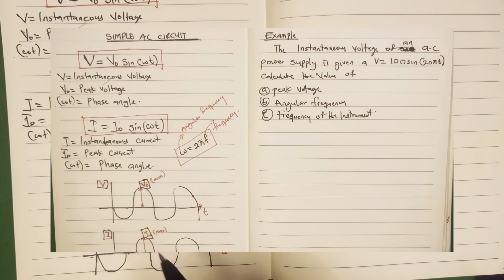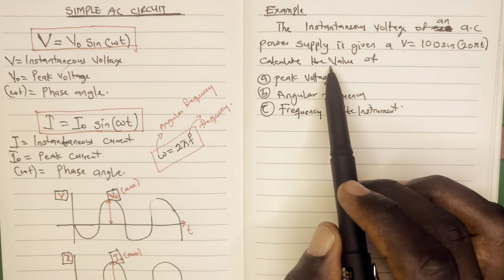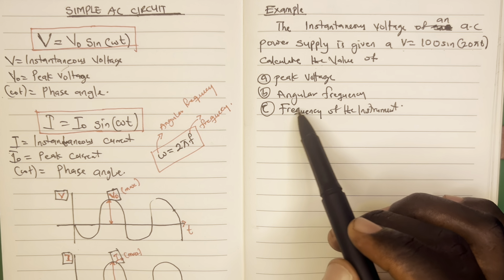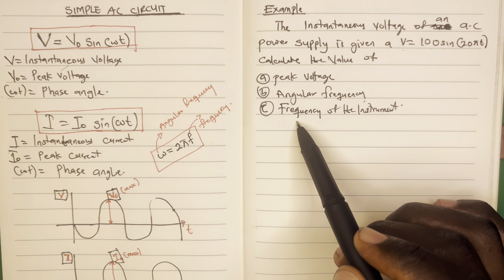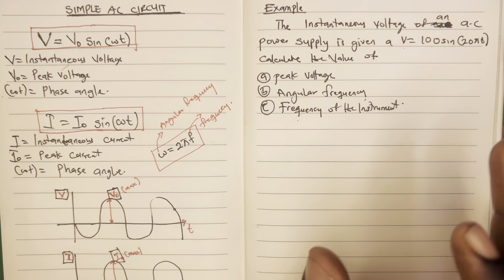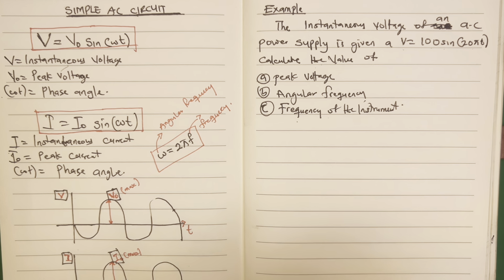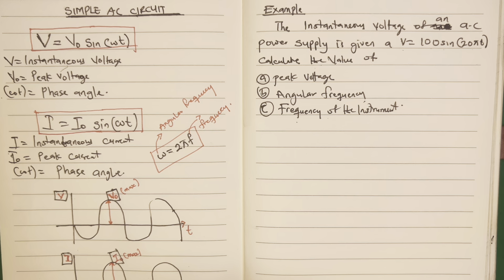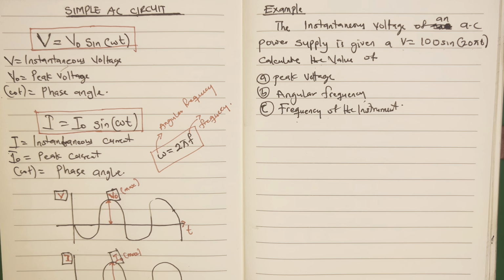Now let's work on some examples of what I just explained. The question says the instantaneous voltage of an AC power supply is given as V equals 100 sine 20 pi t. Calculate the value of the peak voltage, the angular frequency, and the frequency of the instrument. This is a very simple question, but it can be very tricky if you don't understand the concept.